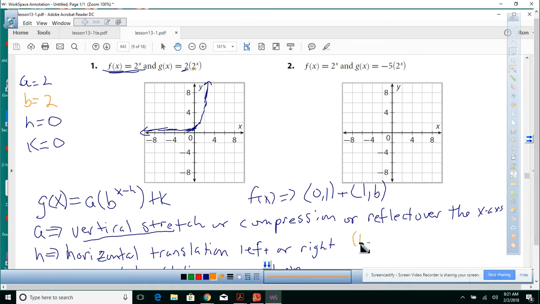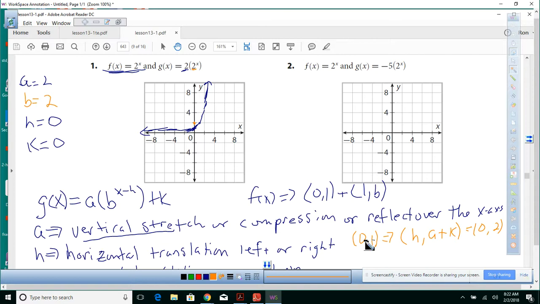Now, g of x here, that 0, 1 would become h, and then a plus k. All right, a plus k. So that's going to be 2 plus 0. So here we got h is 0, so it's 0, and then 2 plus 0 is 2. So we're going to have 0, 2, and it's going to be right there.